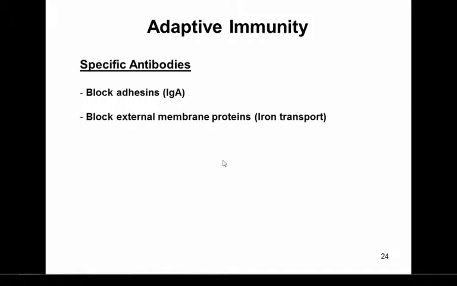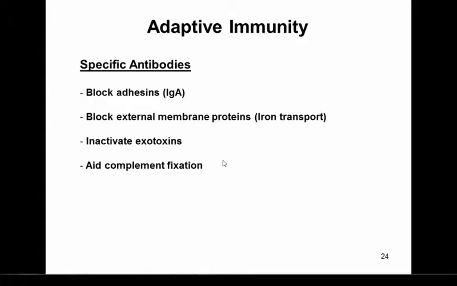Okay. Other types of antibodies can prevent bacteria from growing inside the host. So if they bind to the external membrane proteins that are involved in iron transport, for example, then the bacteria can't get any iron and they will not be able to grow. Some antibodies can bind to and inactivate exotoxins. So the bacteria may be able to colonize you, they may be able to grow, but they can't kill you because the exotoxins are inactivated.